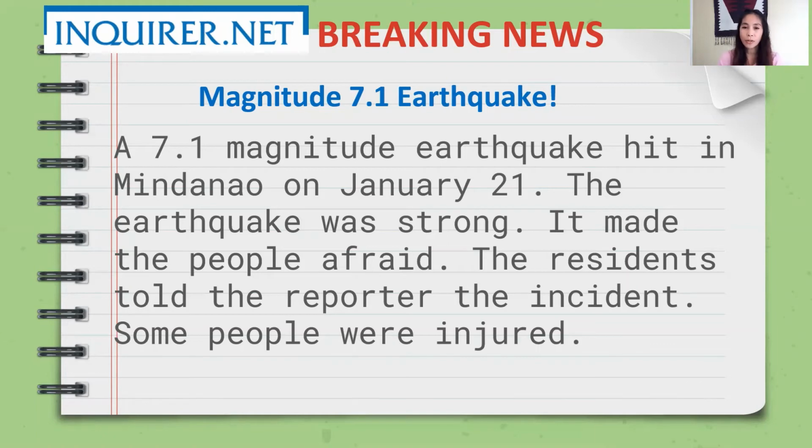The residents told the reporter the incident. Okay, resident is our subject. Told is our transitive verb. Reporter is perfect, that is our indirect object. Incident is the direct object. So this pattern is STVIODO. And now we'll go to the last one.